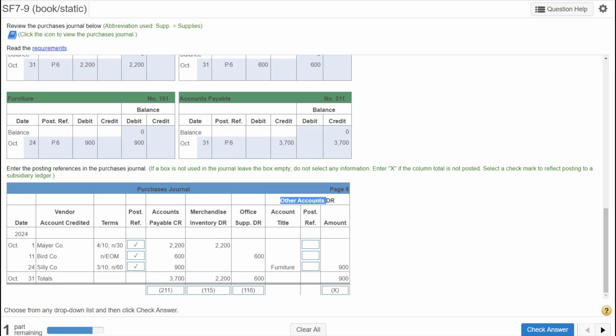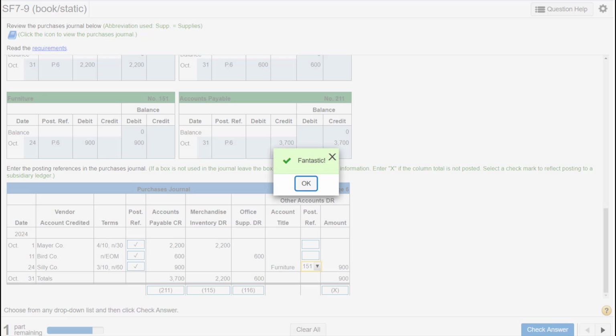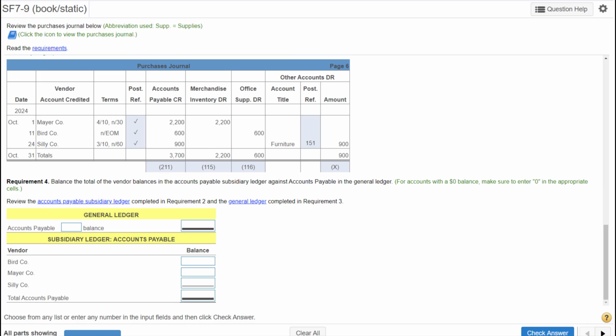The reason this $900 does not get posted is that this is the other accounts. The total of other accounts could be furniture and a whole bunch of other things like land and building. Would you post the total to one of those accounts? No, they each individually get posted. So where do we post this $900? To the furniture account, which was account 151. Check our answer. Awesome.